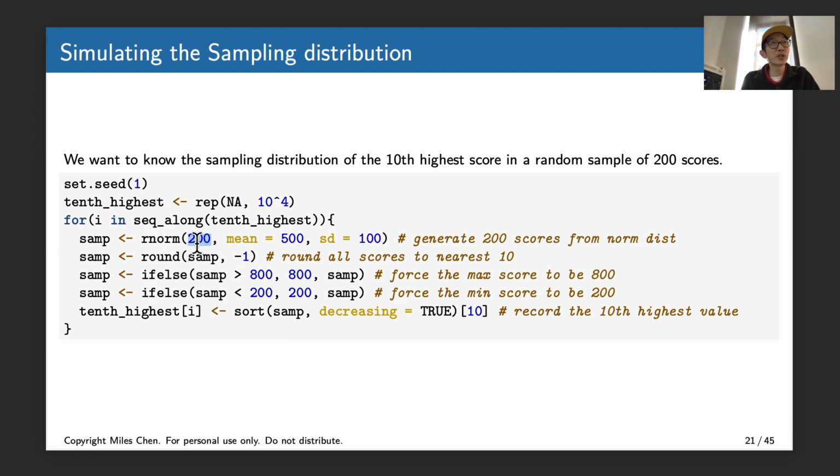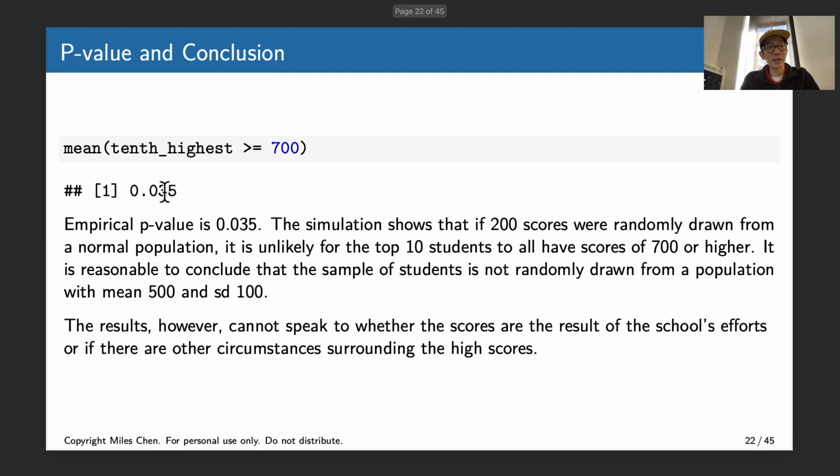You say, I need 200 random scores. Turn them into SAT scores. Now I sort them in order from highest to lowest, take the 10th highest one, and store whatever number that is as the 10th highest. We want to know how often the 10th highest score is over 700. So I ask, how often is the 10th highest score 700 or higher? And that happens 3.5% of the time.